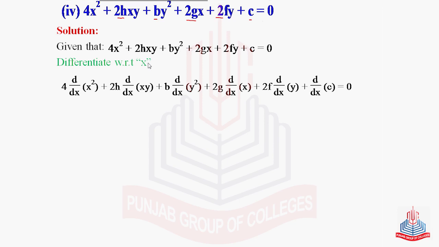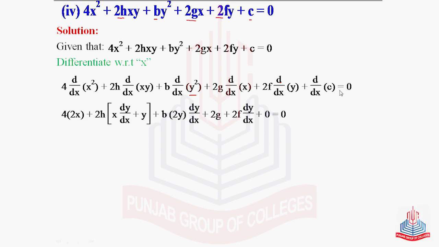When we apply derivative on this equation, we actually will use our sum theorem. So when we apply derivative, derivative will apply on these terms separately. So this 4 will come out, derivative will apply on x square. 2h is the constant term, will come out from derivative, derivative will apply only on xy. B will be out from derivative and derivative will apply on y square. Similarly 2g will come out, derivative will apply only on x. 2f is the constant term, derivative will apply on y and derivative will apply on constant term.